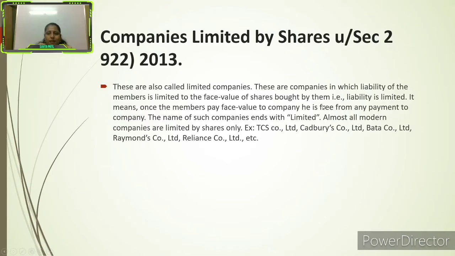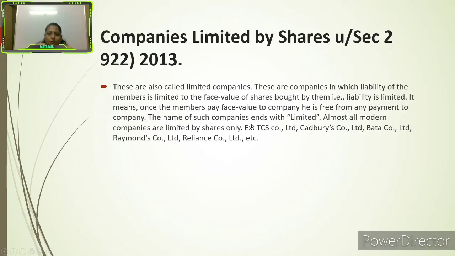In my previous class, while discussing, we have discussed what is meant by limited liability. Limited liability refers to the liability which is limited to the face value of the shares. Okay, that is called limited liability. It means once the members pay the face value to the company, he is free from any payment to the company.